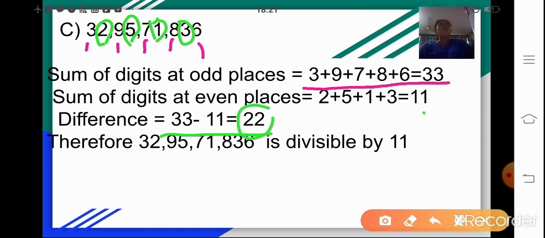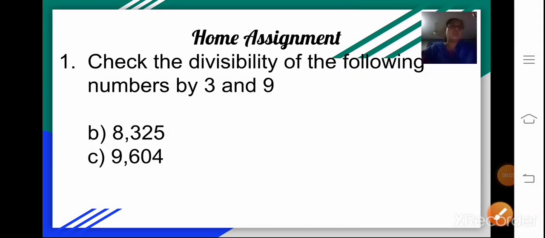Now after finding the difference, we are getting the number as 22. Is the number 22 divisible by 11? Yes, 11 twos are 22. That means this number, that is 32 crore 95,71,836, is also divisible by 11. Okay, you need not divide the whole number. Using the rule, you will easily come to know whether that particular number is divisible by 11. Now based on this, I hope you all must have understood the rules of divisibility.